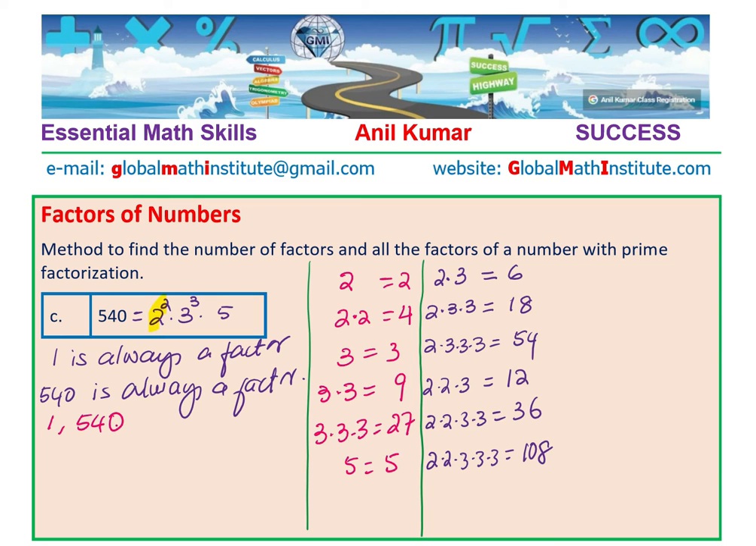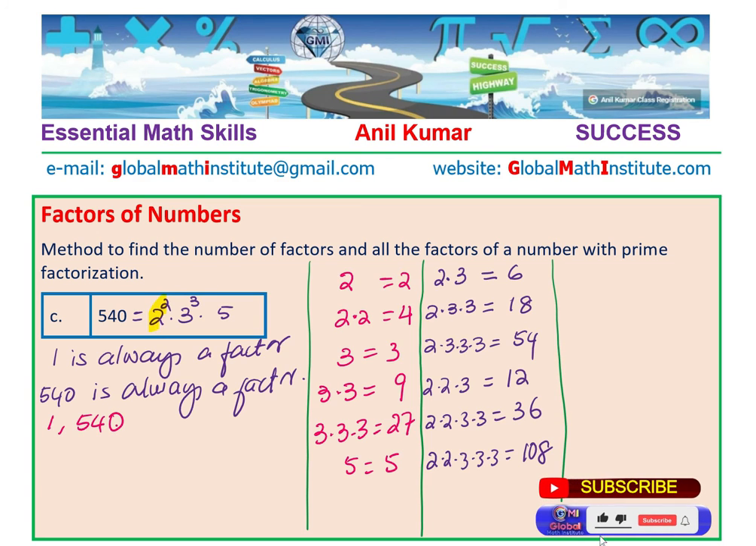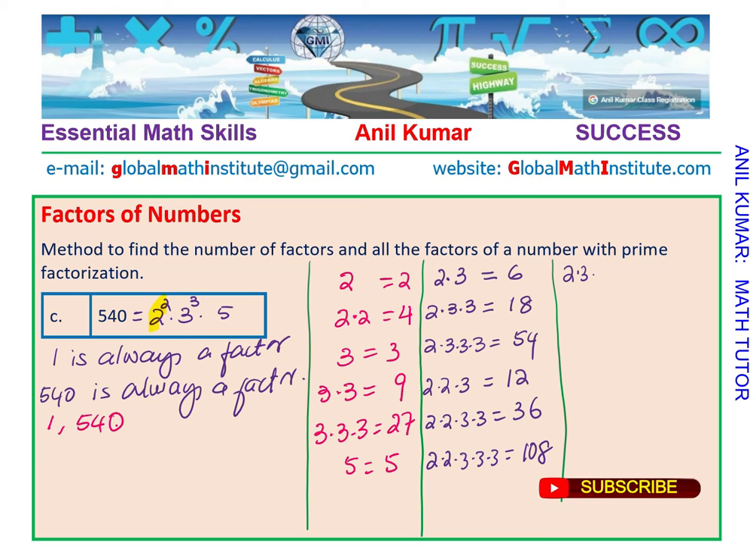I can now also take combinations of 2's with 5's, right? Let's take 2, 3, and 5. So with 2 and 3, I could also take 5, right? That means 6 times 5, 30. With this number also, I can multiply this by 5, right? Do you see that? So we get 18 times 5 as our next factor. 18 times 5, 90, right?